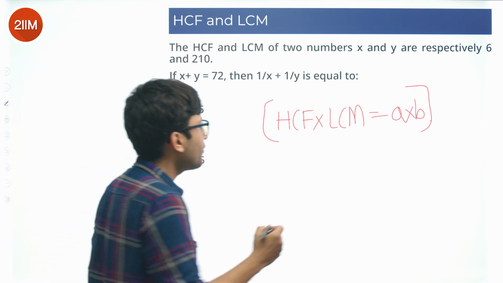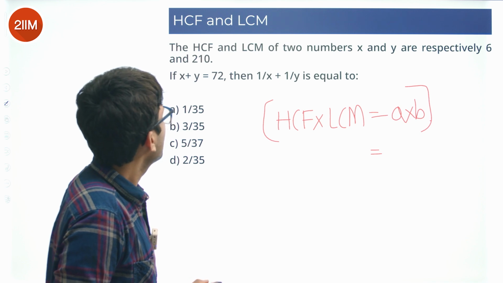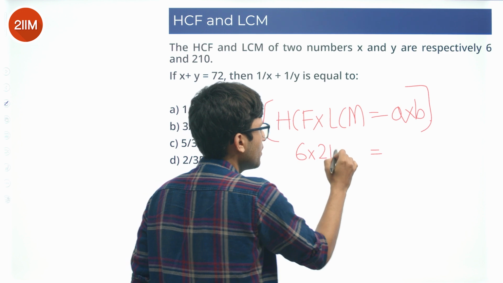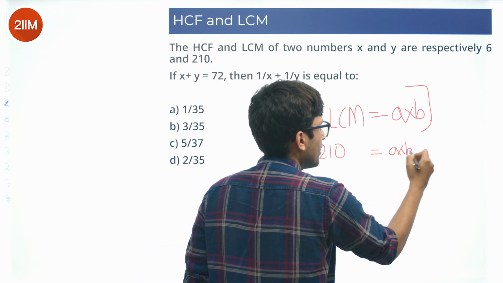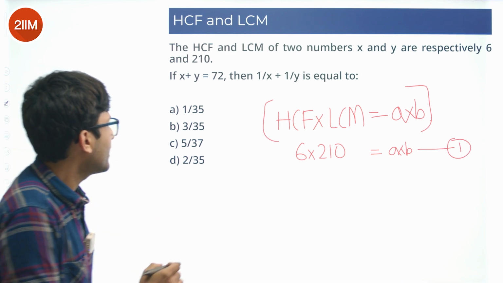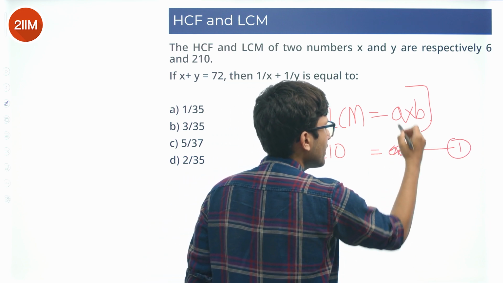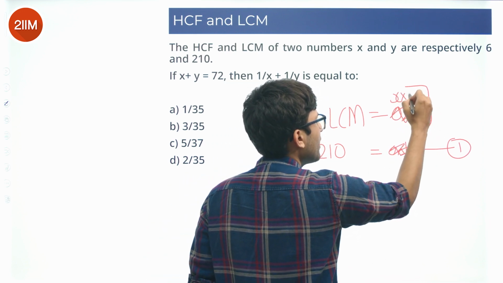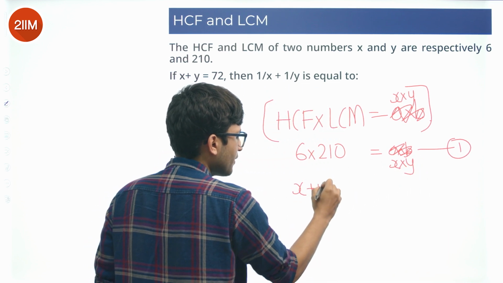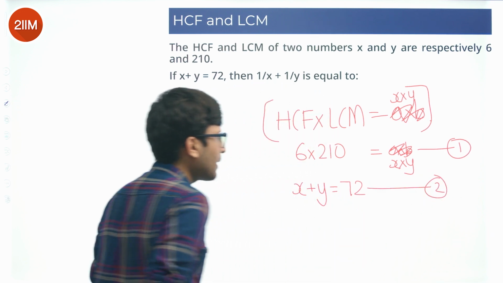So here HCF into LCM will be equal to 6 into 210, which is A into B. This is the first thing which I know. The two numbers they have given me are not A and B, they are x and y, so let's call them x and y itself. And the second equation is x plus y is equal to 72. These are my two equations.